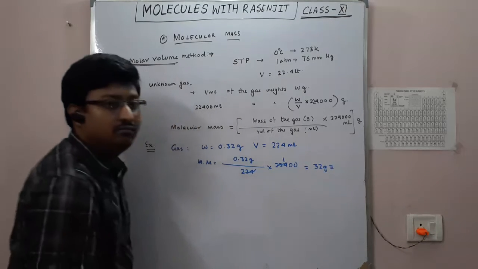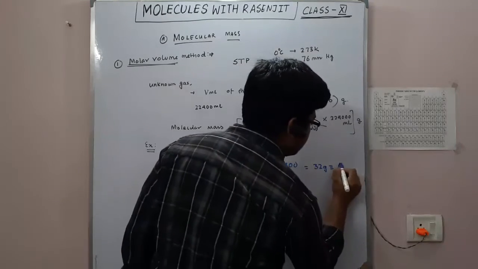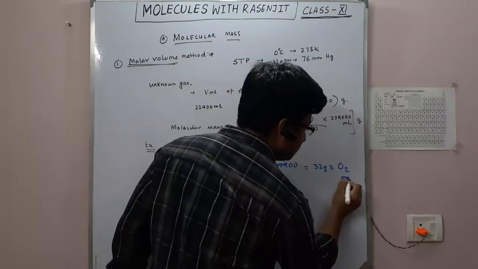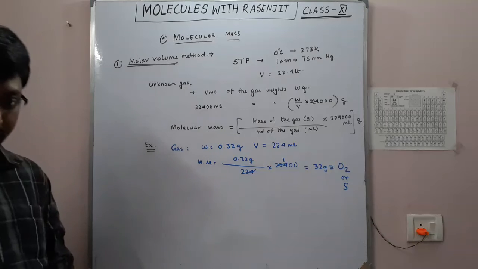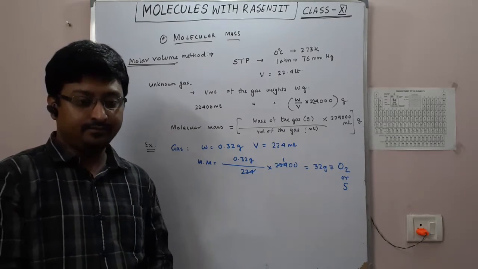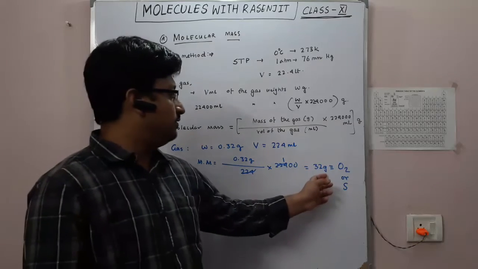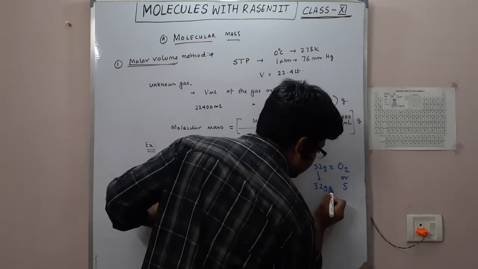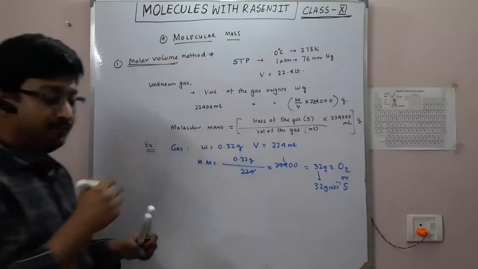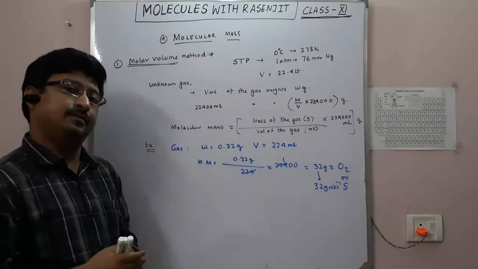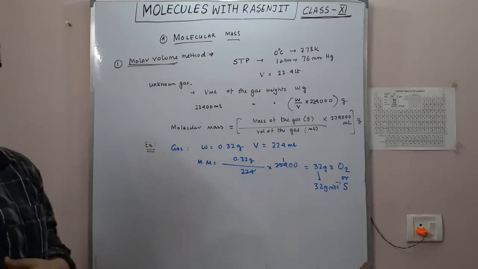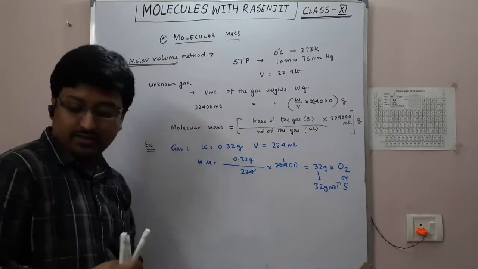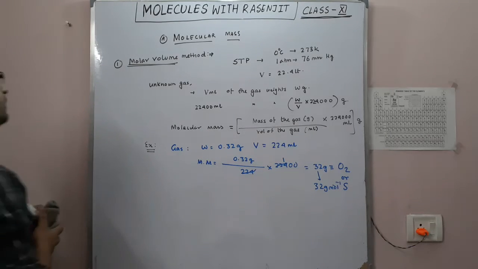So which element is it? Oxygen, sulfur. The answer will be 32 gram per mole. Clear? So this is the first method. Using the molar volume method, you can easily calculate the unknown molecular mass of an unknown substance.